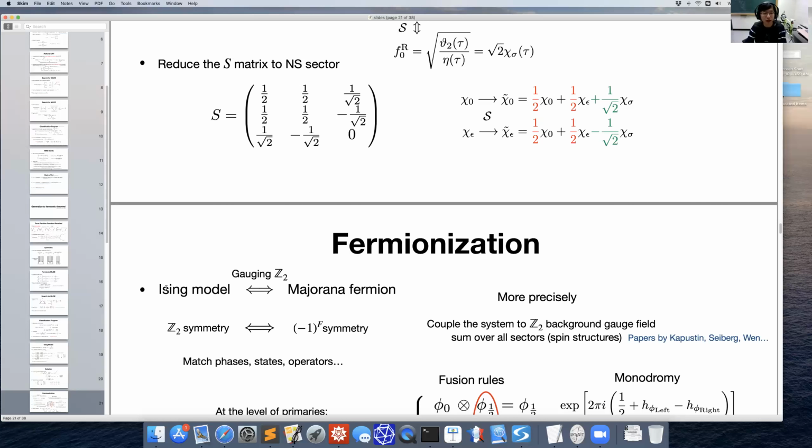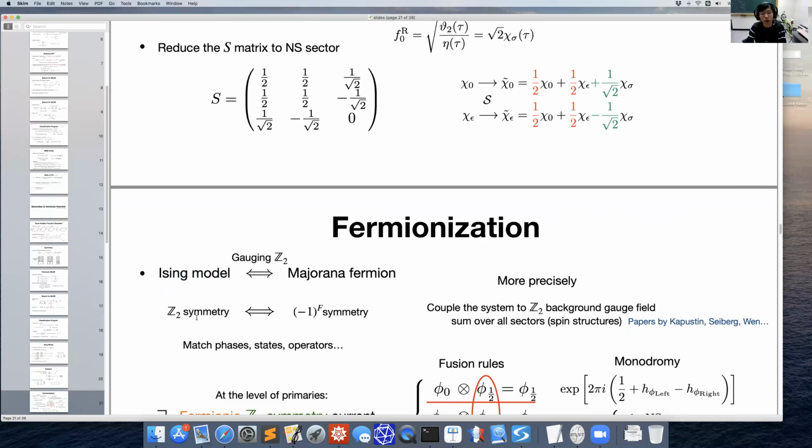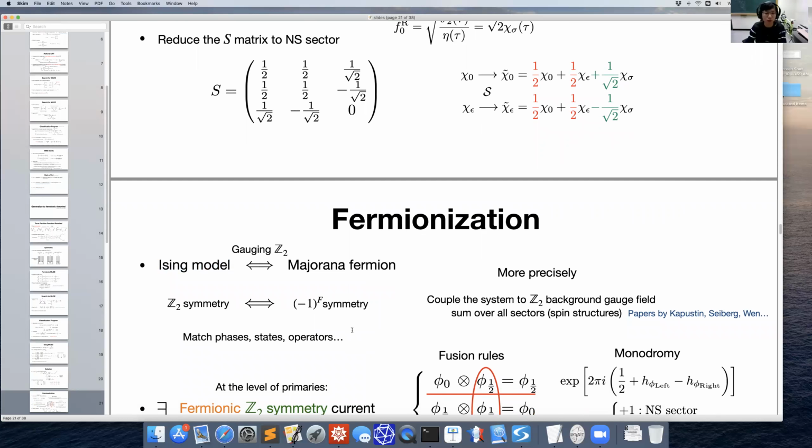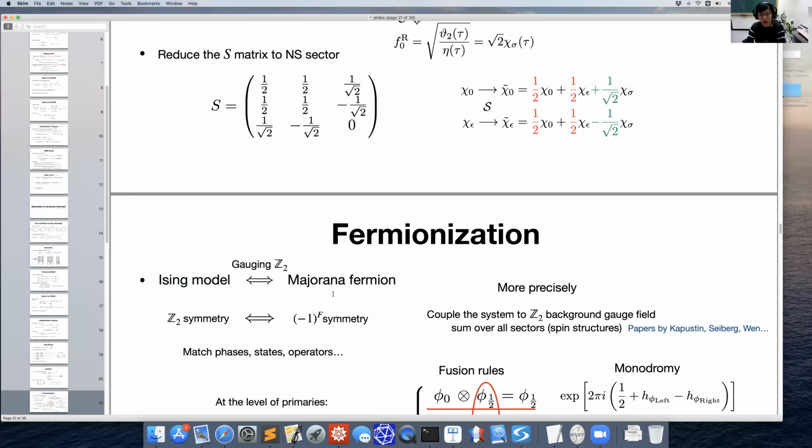It's known that the Ising model, as a bosonic theory, if you gauge the Z2 global symmetry, gives you the Majorana fermion. And the Z2 symmetry is mapped to the (-1)^F symmetry in the Majorana fermion. You can even deform this theory away from critical points, and you can match phases, states, and operators, etc. You get the exact match.